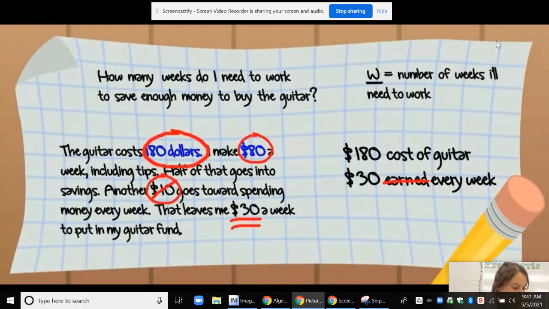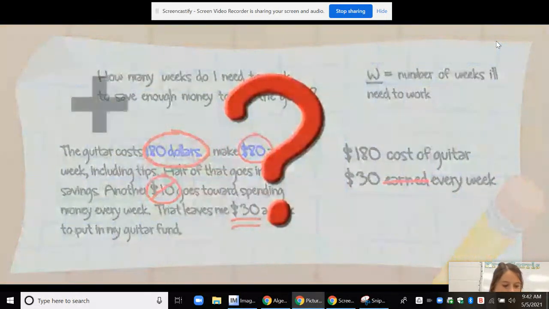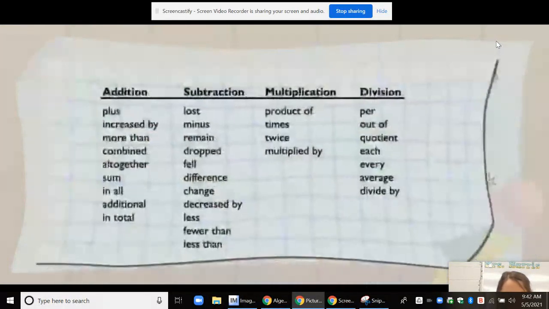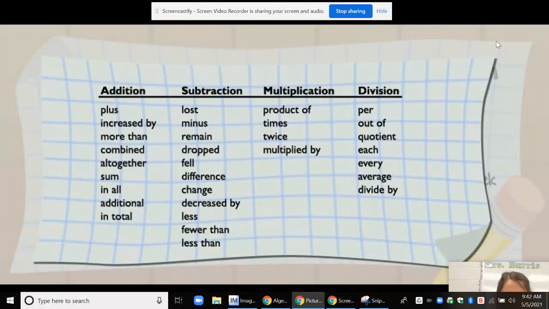I think we're ready to write our equation. But how do we know if we have to add, subtract, multiply, or divide? Here's the trick. Words in the problem cue you into the operations you'll need. Like the words plus and sum are clues that we'll have to add. But minus and difference tell us to subtract. And times or multiplied by tell us to... multiply. So that means per and each are clues for division, right? Yep.